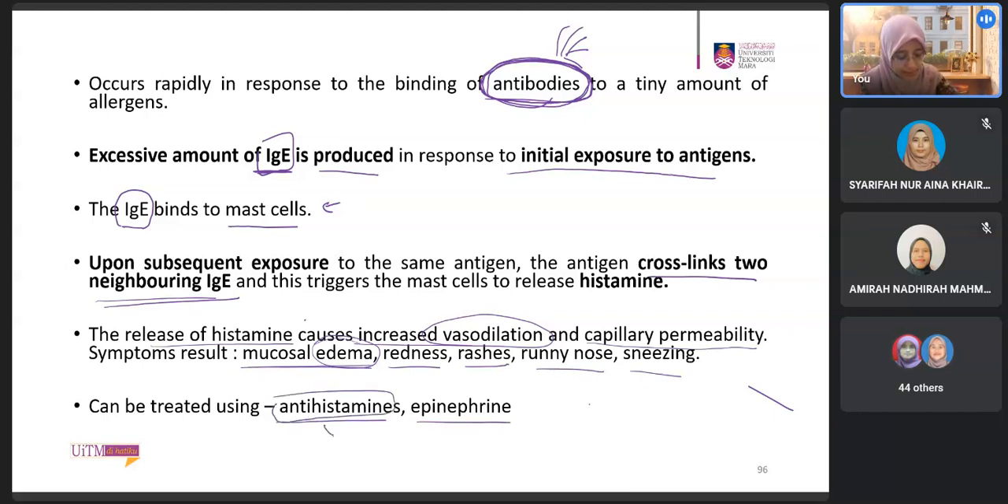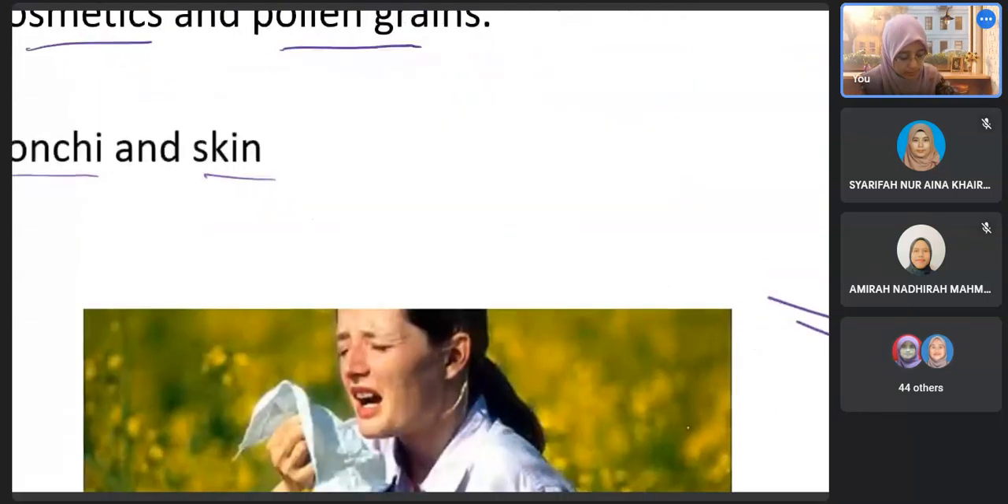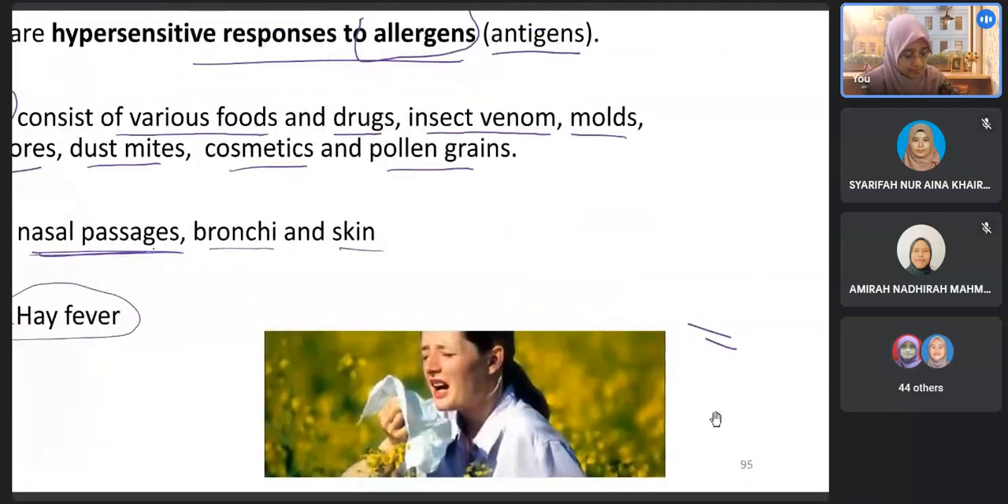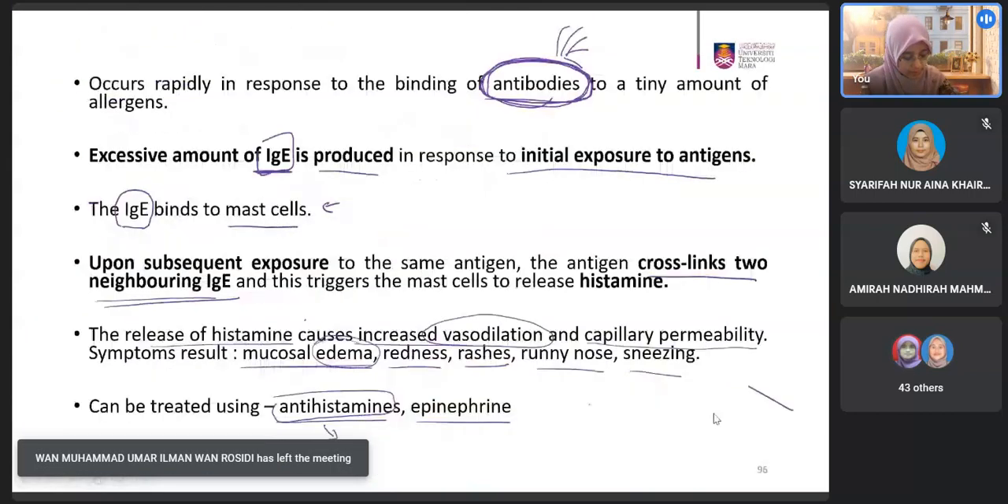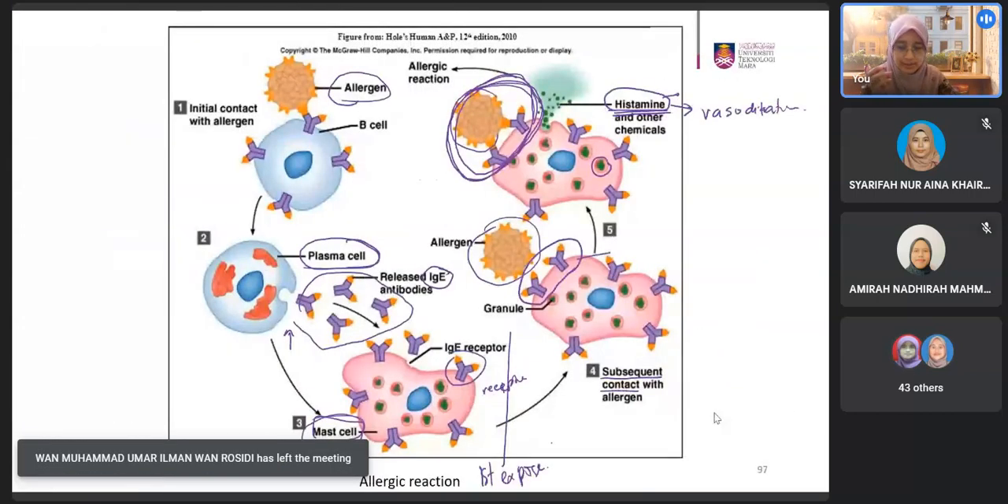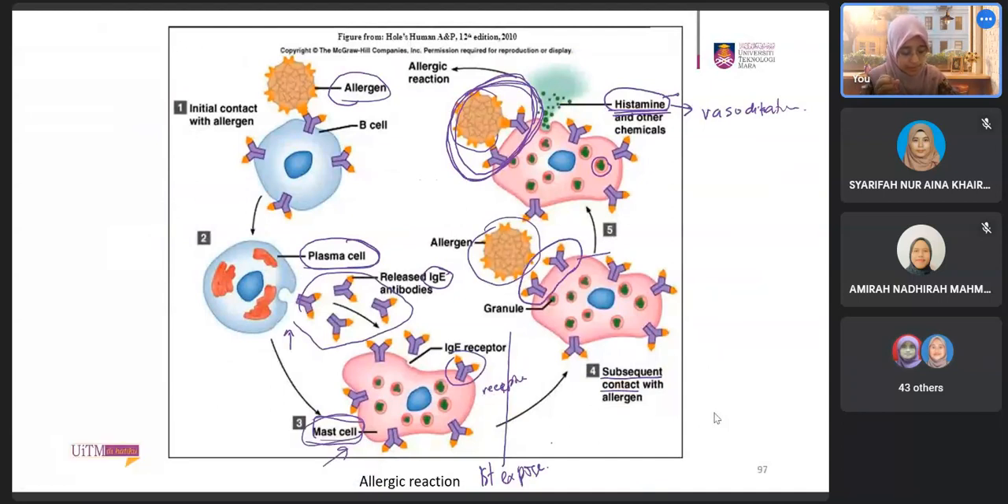Antihistamine adalah macam satu drug where, ini yang saya ingat apa yang saya baca, kalau boleh rujuk balik. It is a medicine where the medicine will bind to the receptor on the mast cell. The antihistamine will bind to the receptor on the mast cell. So this drug will bind to the receptor, preventing the IgE from binding to the mast cell.